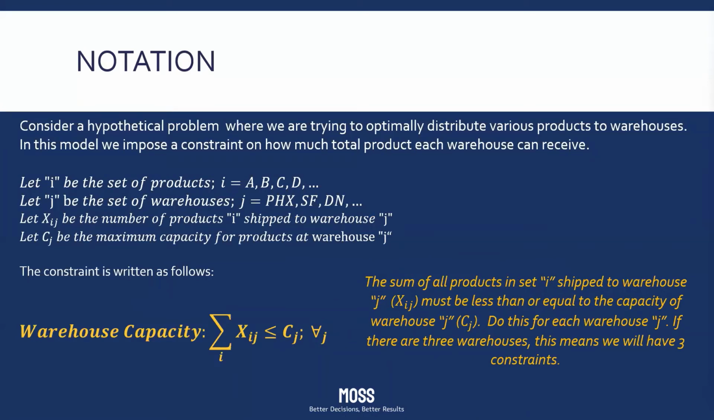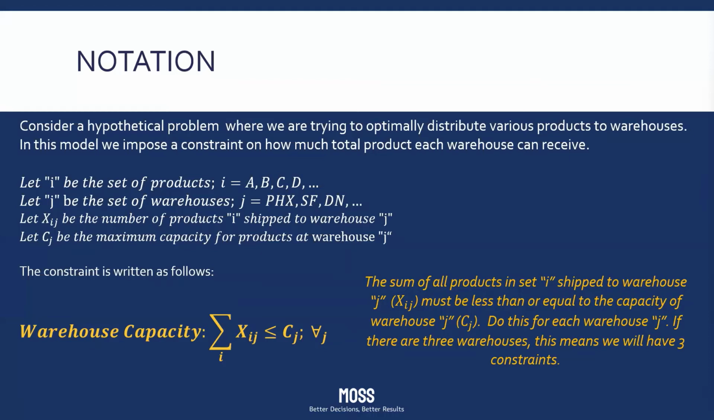So again, let's consider a hypothetical problem where we are trying to optimally distribute various products to warehouses. In this model, we will impose a constraint on how much total product each warehouse can receive. So we'll start with some definitions. We'll let I here be the set of products. So I is going to include a set of products. We'll call them products A, B, C, D, and so on.